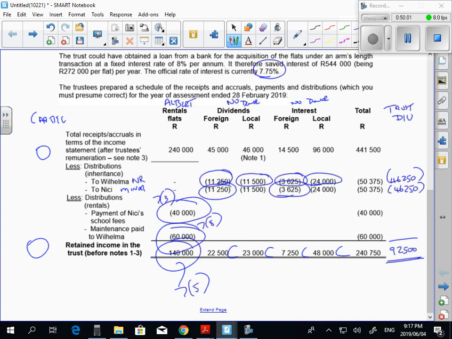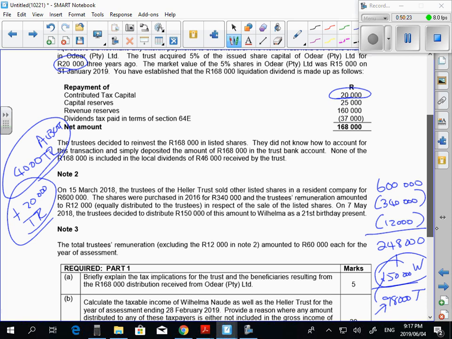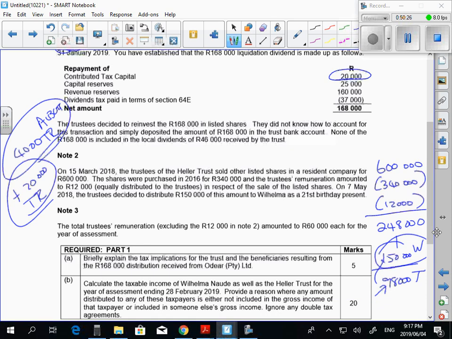The trust dividend here, guys, the 46,250, that's going to be in, but exempt for Wilhelmina. For Nikki, 46,250 in, but exempt for Nikki as well. Are you guys comfortable with that? And if there was a capital distribution, this capital on this side goes to the trust. If you guys want to just try to do this by yourselves at home.